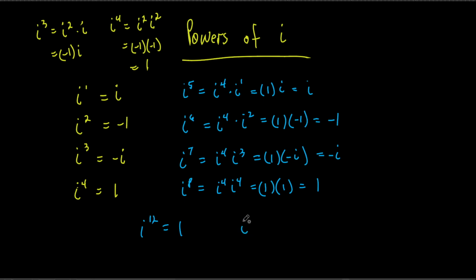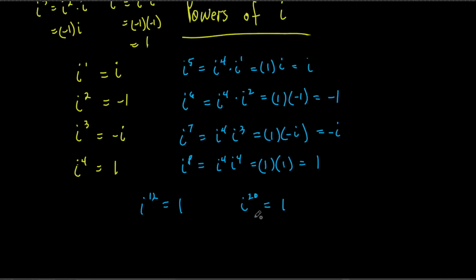Okay? What's I to the 20th? It's not I. It's 1. Why is it 1? Because 20 is a multiple of 4. So I could break those down into 5 I to the 4ths, couldn't I? You with me on that? Okay, and so it'd be 1 times 1 times 1 times 1 times 1, which is just a 1. Anytime you have an exponent with a multiple of 4 with the I, your answer is 1.